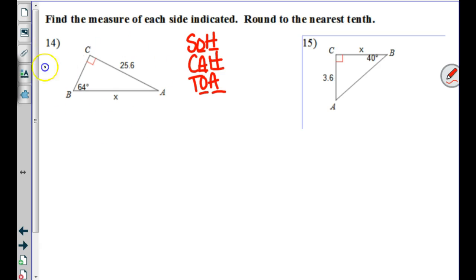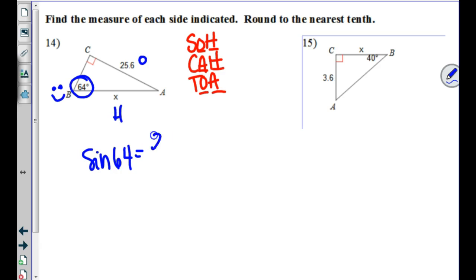All right, where do I put my smiley face on 14 real fast? What's the angle I'm working from? It's always the acute angle they gave you or that they're looking for, unless you wanted to do 90 and 64 from 180 and find this guy over here, but that's too much work for me. So I have opposite and hypotenuse, so I do the sine of 64 equals 25.6 over x.